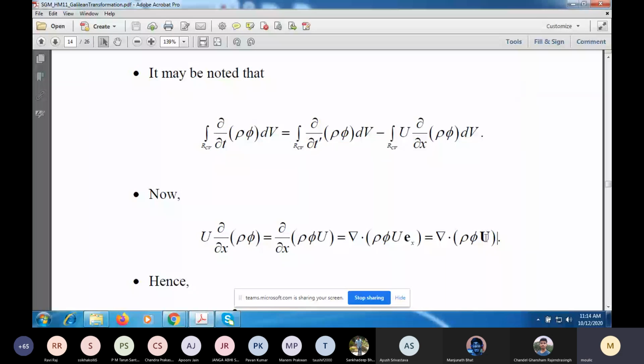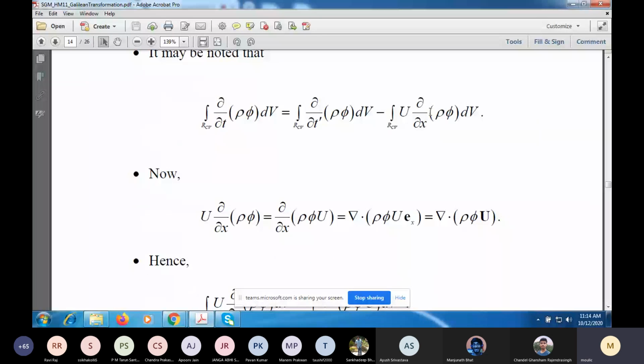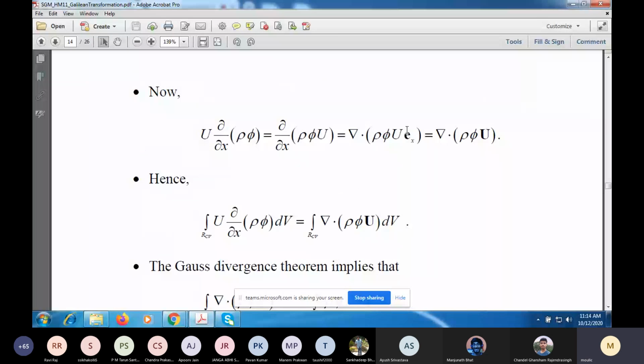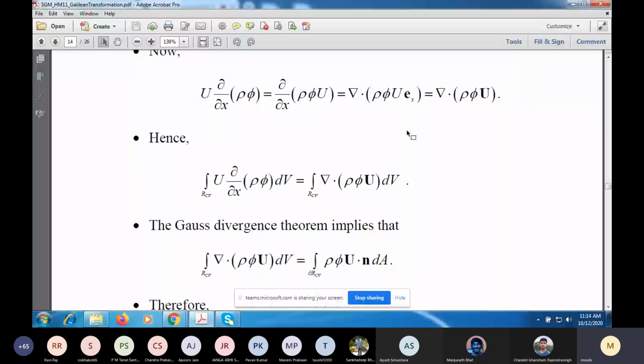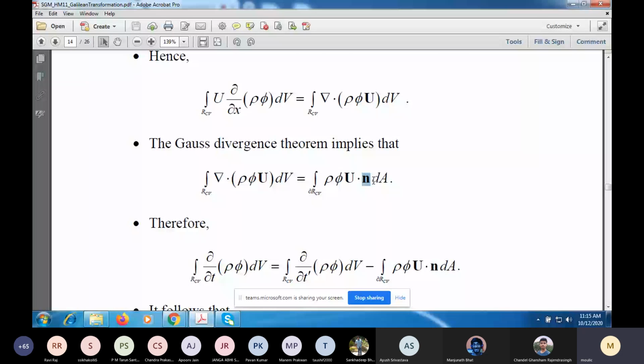Once you write the function that you're integrating in the second term of this equation as a divergence, you can use the Gauss divergence theorem and convert it to a surface integral. So the divergence of ρφu then will be ρφu scalar product with the unit outward normal at points on the boundary. These are the unit vectors at different points on the control surface bounding the control volume.